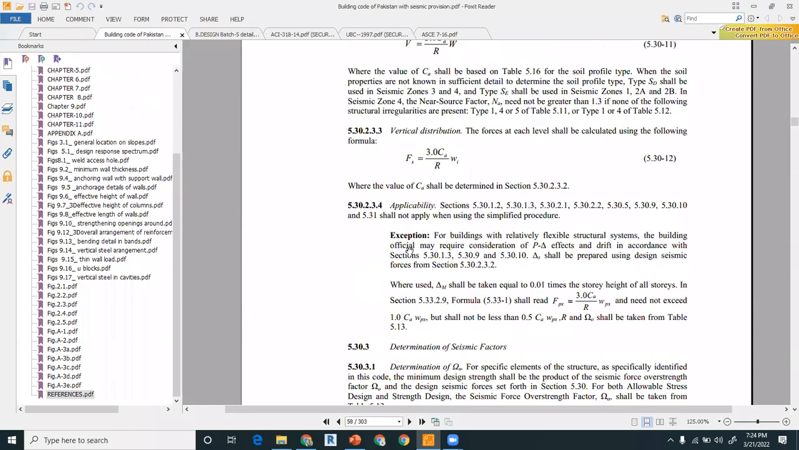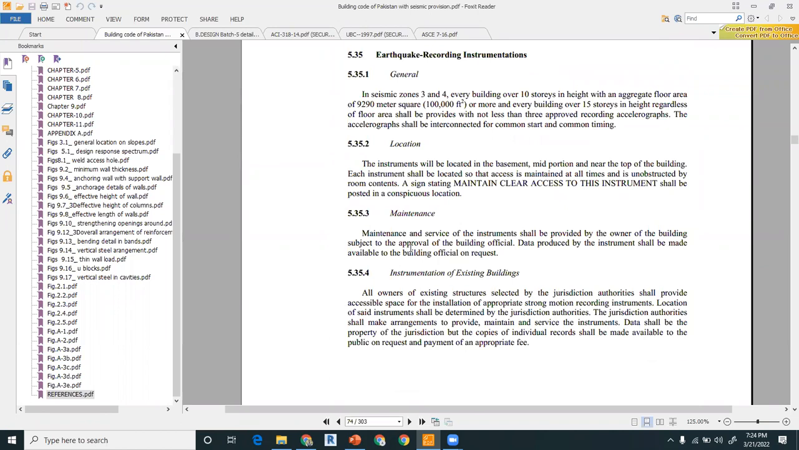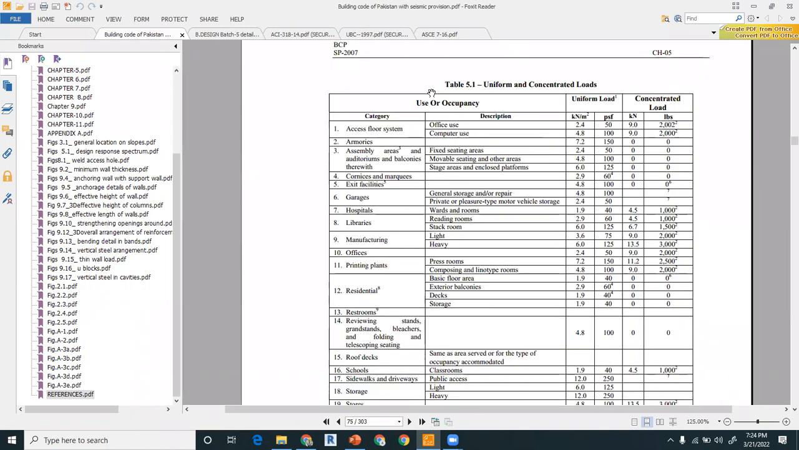So let us move towards the tables. You can read it out yourself. For example, these chapters are very important. This is table 5.1, which is the uniformly distributed and concentrated load.